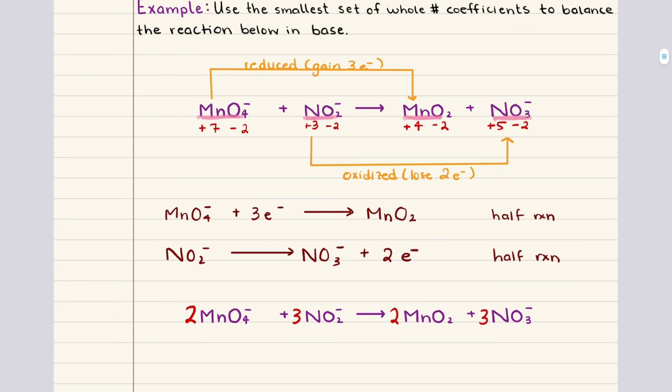And we begin exactly as before. In permanganate, manganese is +7 and each oxygen is -2. In manganese dioxide, manganese is now +4. Each oxygen is still -2. So that means manganese has gone from +7 to +4, which is a gain of 3 electrons. That is a reduction. In nitrite, nitrogen is +3, and in nitrate, nitrogen becomes +5.